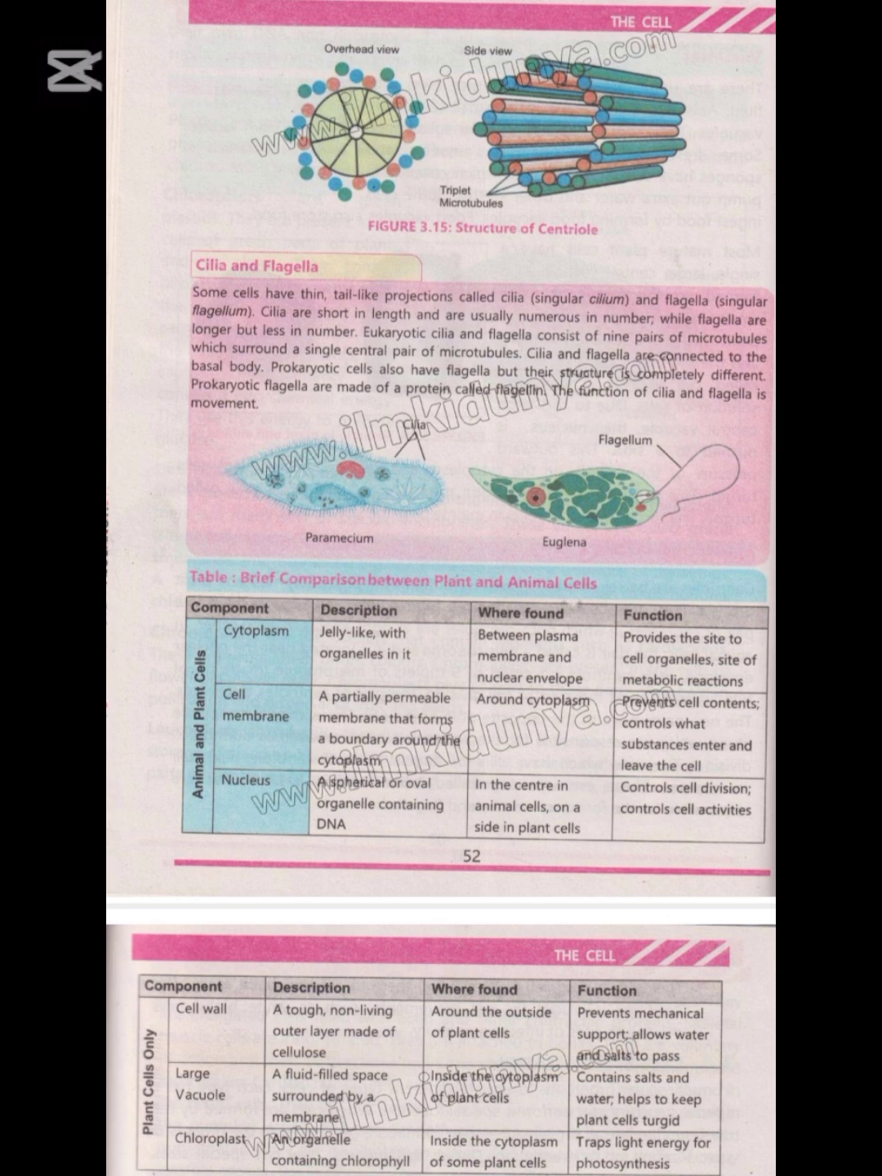The third thing is chloroplast. What is chloroplast? We have also studied in detail that it is only present in plant cell. It is not present in animal cell. This is the organelle that contains chlorophyll, which performs photosynthesis, and this chloroplast is present inside the cytoplasm. Its main function is that it traps light energy for the process of photosynthesis, which is the main process of food production.